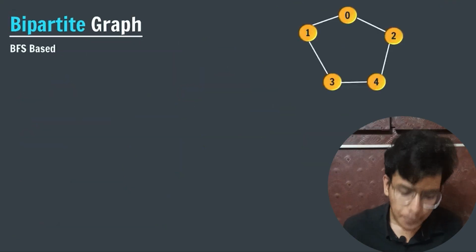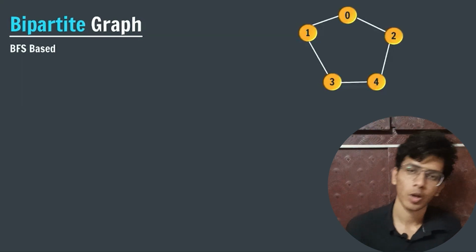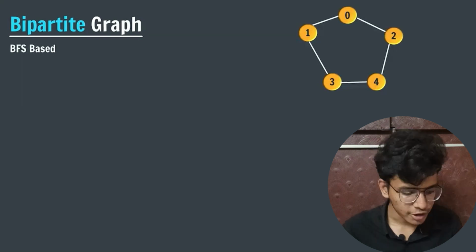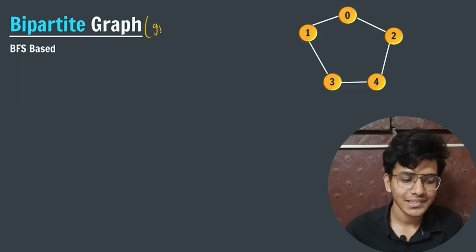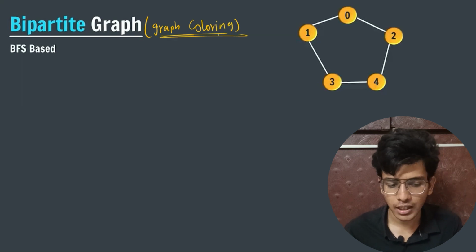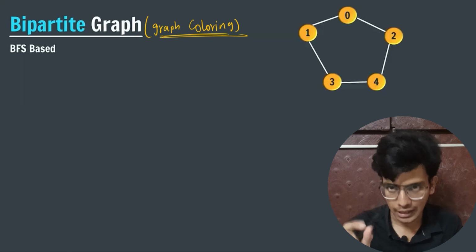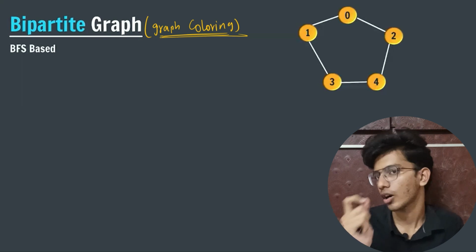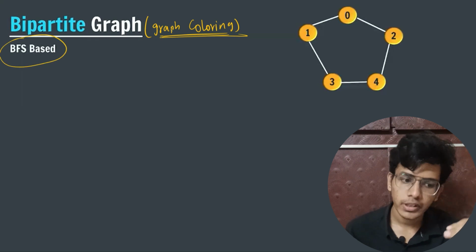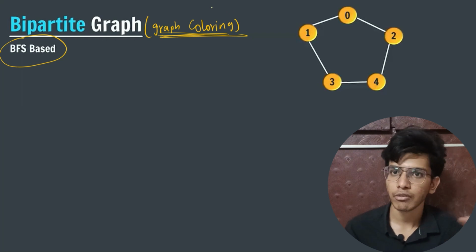Now let us talk about the approach, how I am going to check whether the given graph is a bipartite graph or not. To do that, we use a concept called graph coloring. We will use the concept of graph coloring, and from this we can differentiate whether the given graph is a bipartite graph or not. So I will use the BFS algorithm, and along with that I will use the concept of graph coloring. Let us first understand how graph coloring works. After that I will talk about the code.